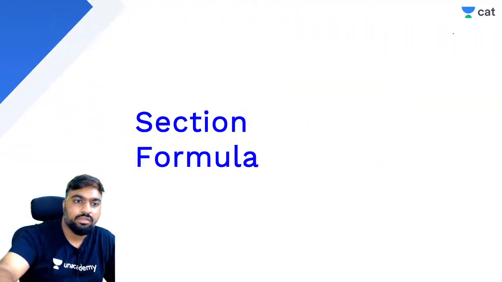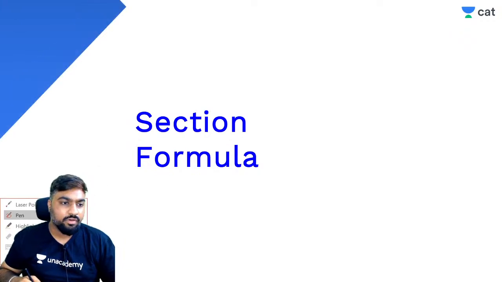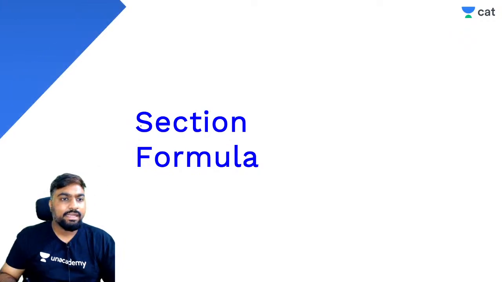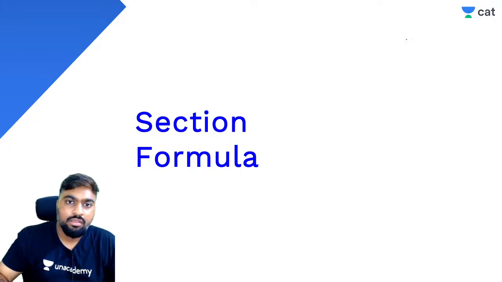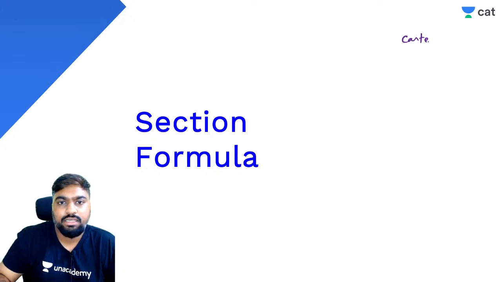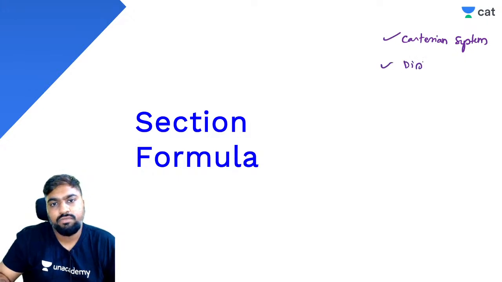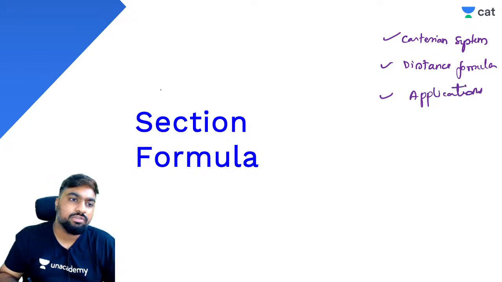Yeah. चलो now let's move to section formula. Clear है ना अब तक का what we've seen is sorted, right? No issues there. कार्टेशियन सिस्टम आपको समझ में आ गया? हाउ टू प्लॉट पॉइंट्स, यू अंडरस्टूड व्हाट डिस्टेंस फॉर्मूला इज, एंड यू अंडरस्टूड व्हाट आर देयर एप्लीकेशंस. यस, नाउ लेट्स लुक एट सेक्शन फॉर्मूला.